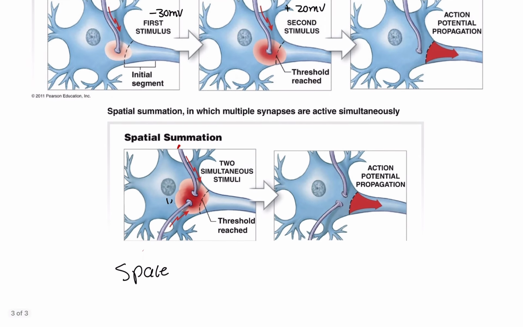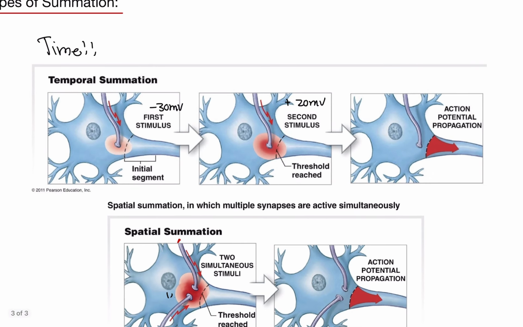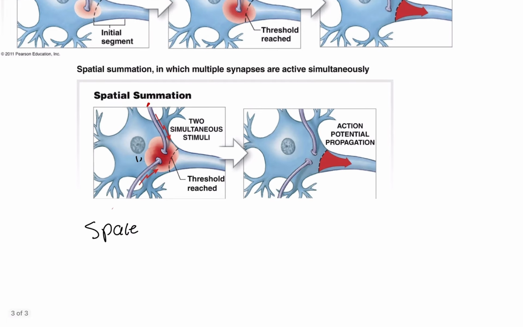Now we have spatial summation. Think about spatial as space. What this is saying is you have two stimuli hitting the exact same place at the exact same time. They're not spaced out. Like in temporal, where the first stimulus to the second stimulus was spaced out by a few milliseconds, in spatial, they hit exactly at the same time.